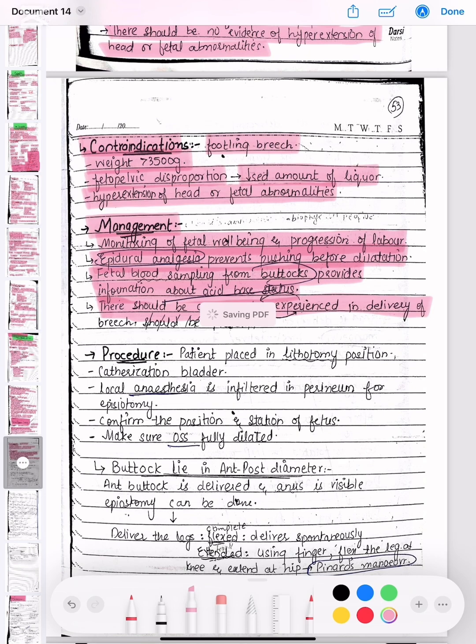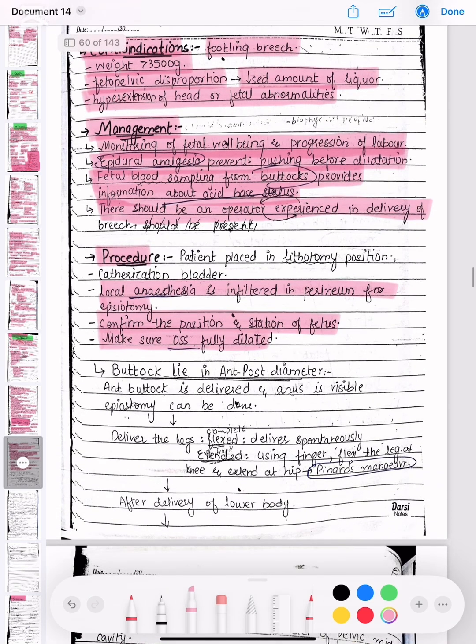And the procedure: the patient is placed in the lithotomy position and catheterization of the bladder is done. Then local anesthesia is infiltrated in the perineum for episiotomy. Confirm the position and station of the fetus. Make sure the os is fully dilated. The buttocks lie in the anterior-posterior diameter, the anterior buttock is delivered and the anus is visible.